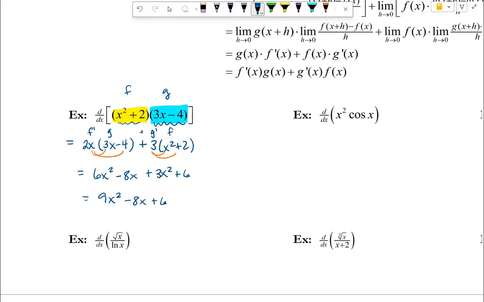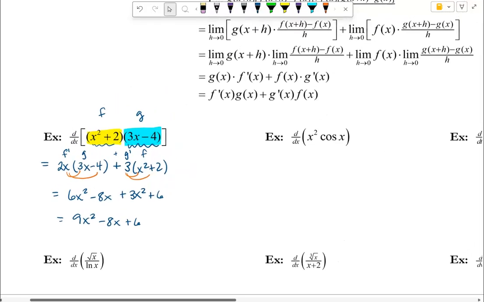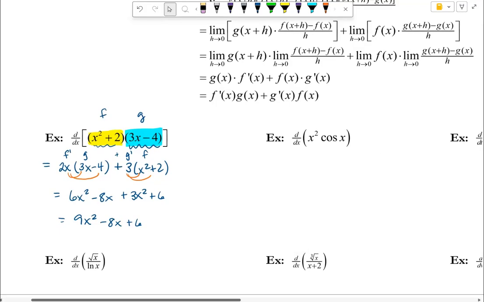All right, I think you should pause the video and try these next two examples, just going across the row, and then resume and see how you did.